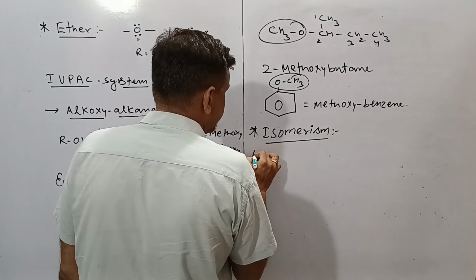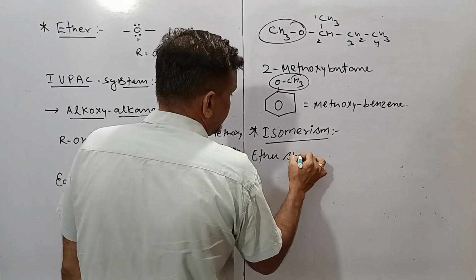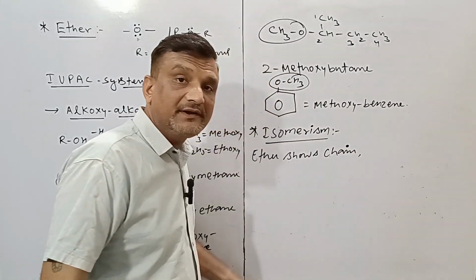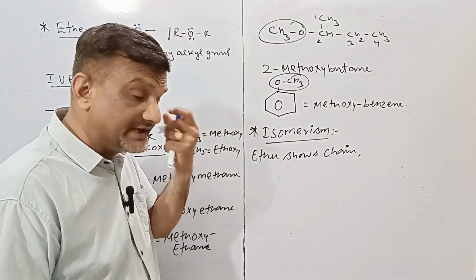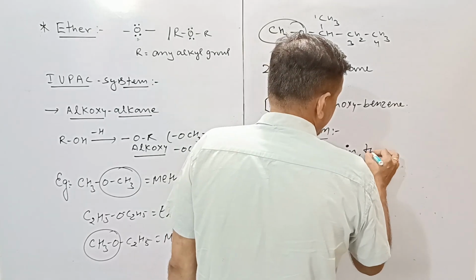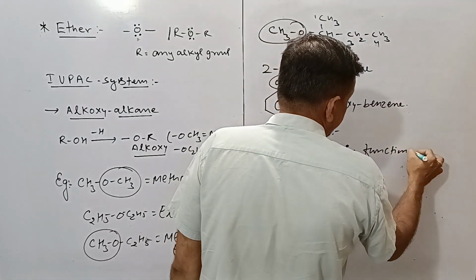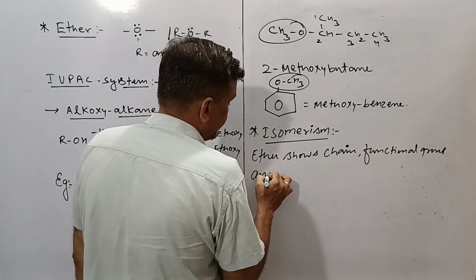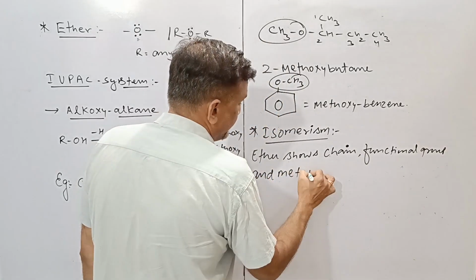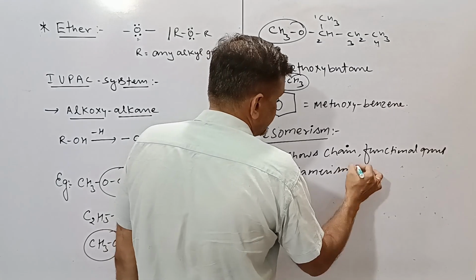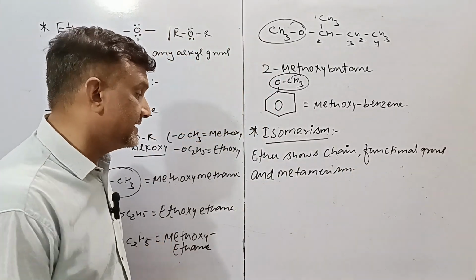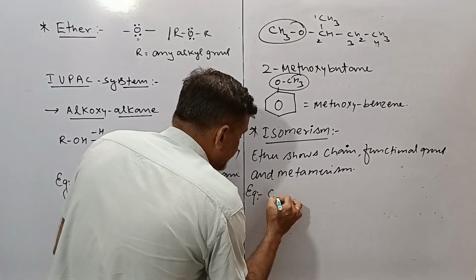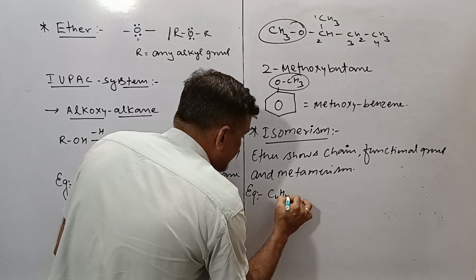If we go further with isomerism, then ether shows chain isomerism. Another is functional group isomerism with the alcohol, and metamerism also. It shows 3 types of isomerism. For example, we can take C4H10O.